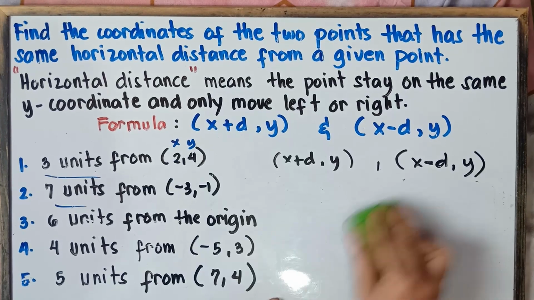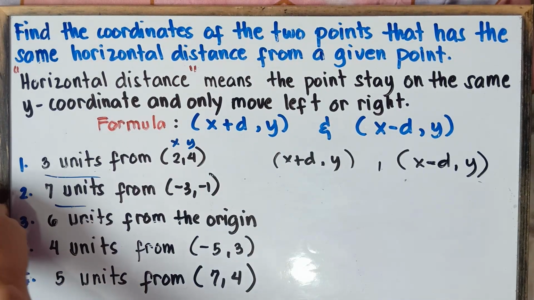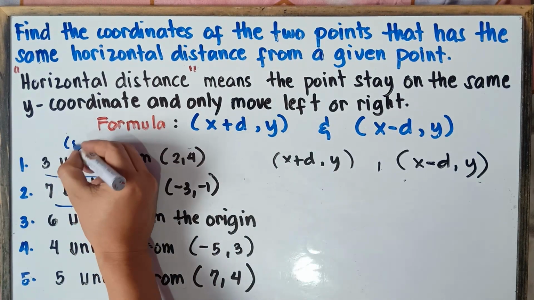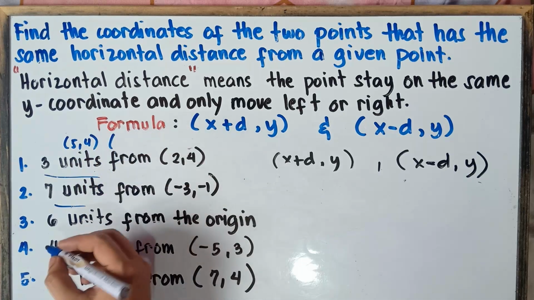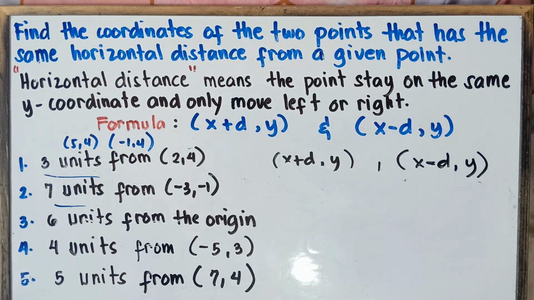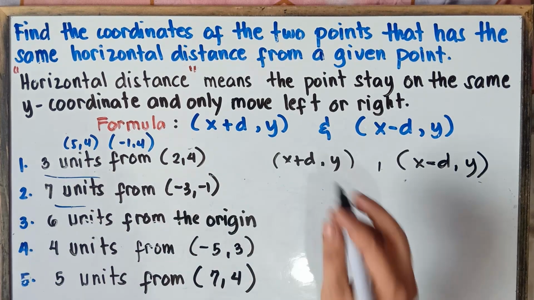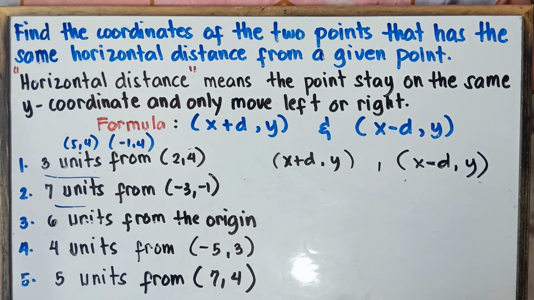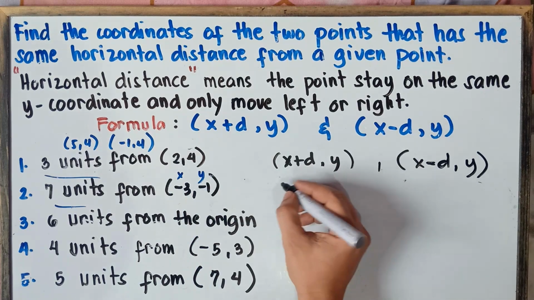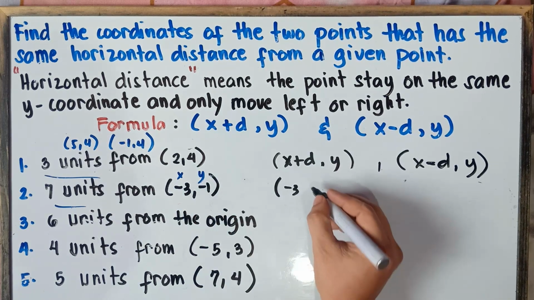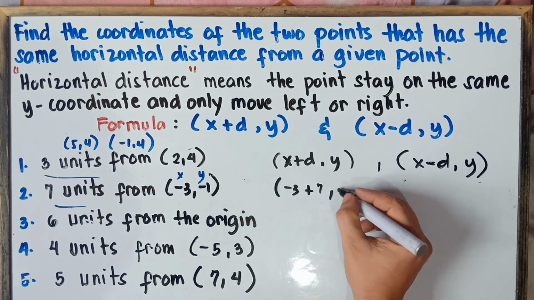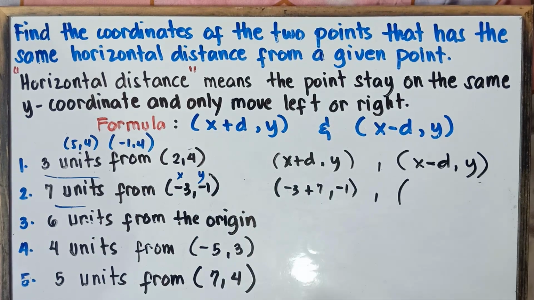Alright, so we simply apply the formula. Let's do that. So once again, our answer for number 1 a while ago: we have 5 and then 4. The other one, we have negative 1 and then 4. Alright, so number 2. Once again, simply substitute x and then y. So this is x and then y. So our x value is negative 3 plus the distance, that would be 7, comma, and then the y value is negative 1.